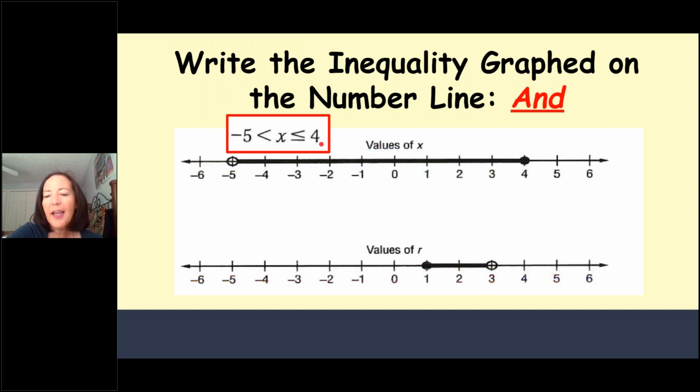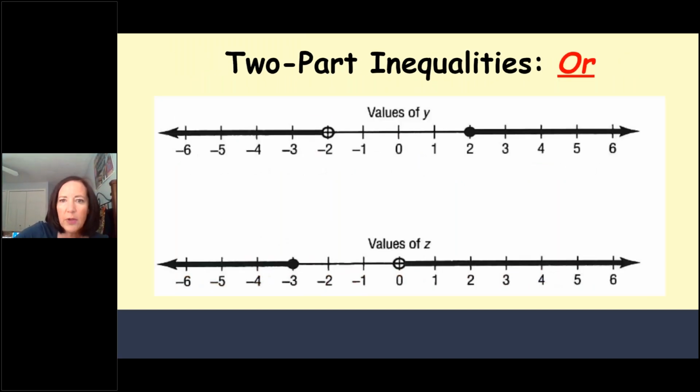Oh, okay. I see how to read it. Until I started going through this specific packet, I had never heard of an and inequality. There are two-part inequalities. And so some of them, it's the values between, and some of them, it's the values excluding the middle part.